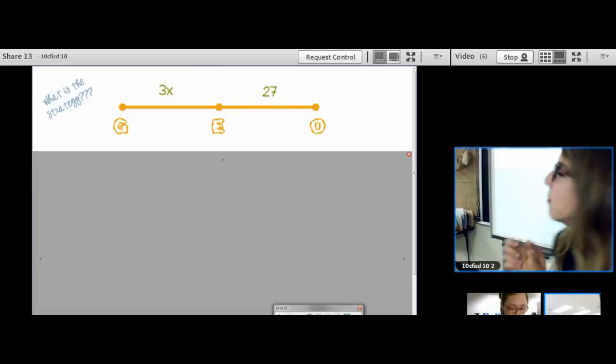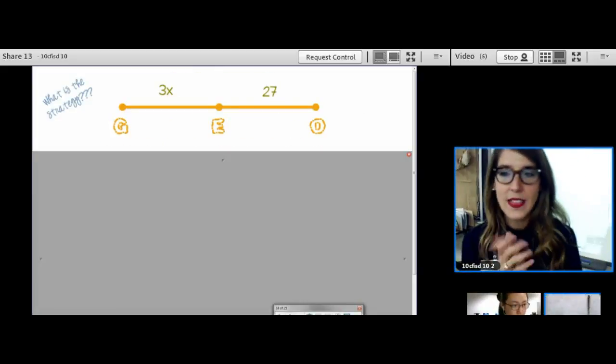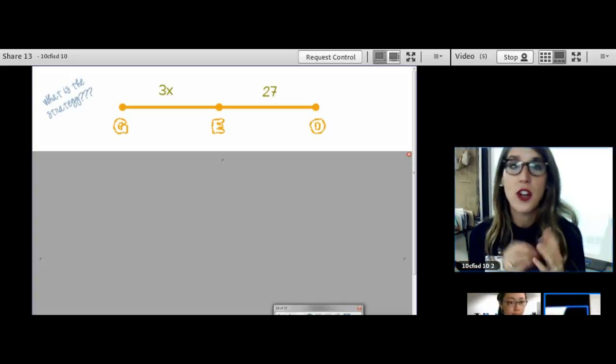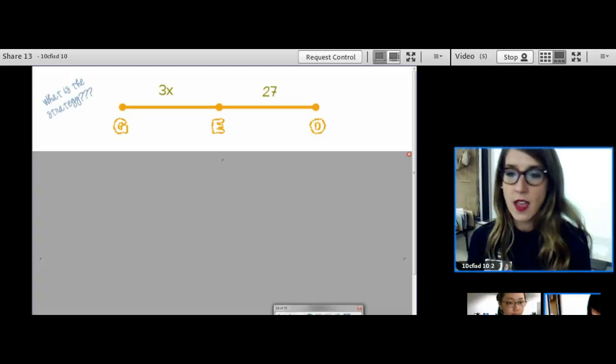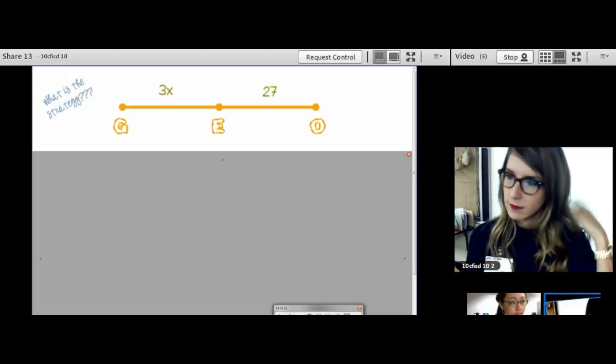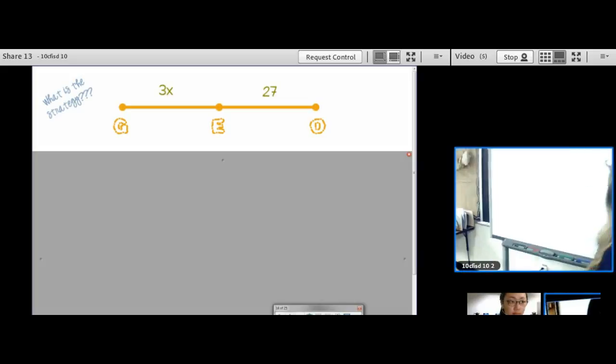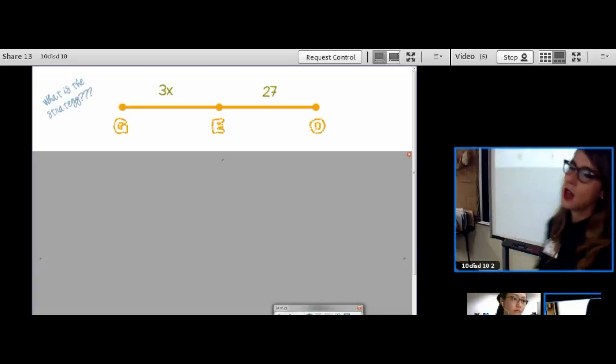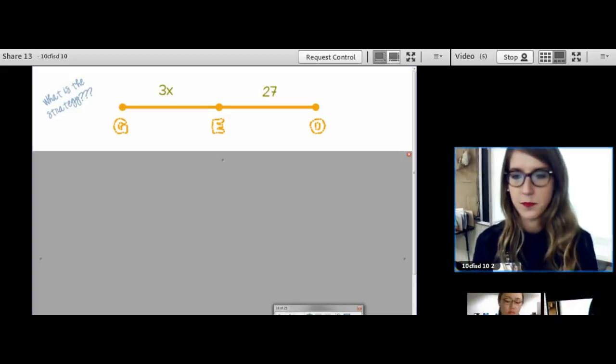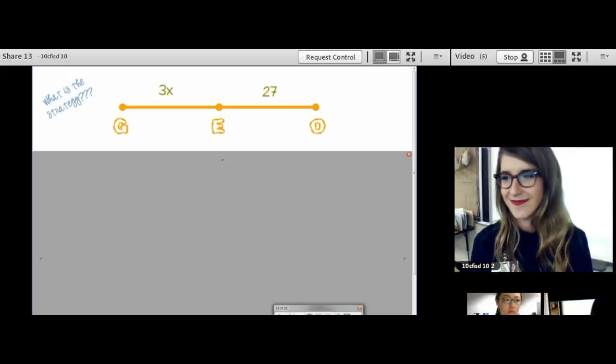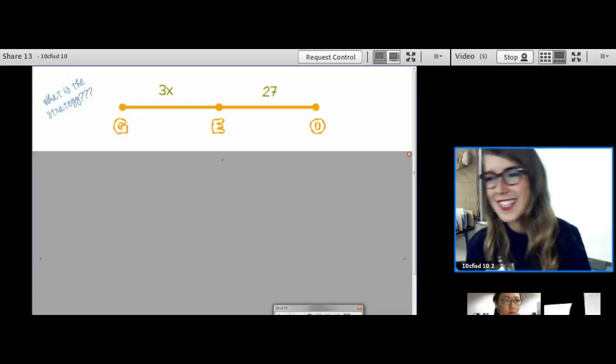Okay, on this slide, I do not want you to write this down. I just want to talk strategy. We're not going to solve anything. We're just strategizing. Is that a word? Okay. What is a strategy? So, how would you solve for x on this problem?